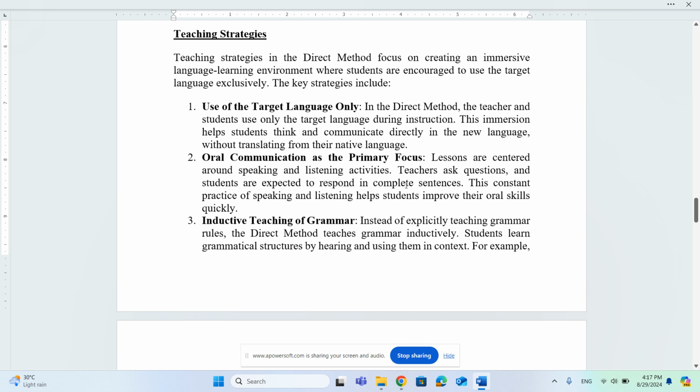The next strategy can be oral communication is the primary focus. This means lessons are centered around listening and speaking activities, and teachers ask questions and students are expected to respond in complete sentences. The teacher asks different questions to the students and students have to respond in full sentences. And this constant, regular practice of listening and speaking helps students improve their oral skills quickly, which is one aim of teaching language.